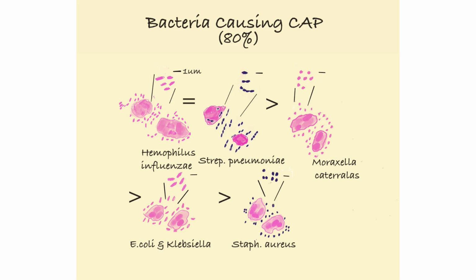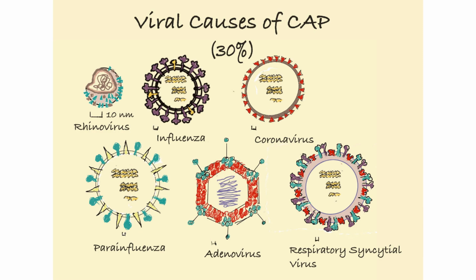When it comes to viral pathogens, they are identified in 30% of CAP. The relatively small, 30 nanometer in diameter RNA virus, rhinovirus, is most common, followed by the larger 80 to 120 nanometer RNA viruses, influenza, and coronavirus. Next in frequency is the larger 120 to 200 nanometer RNA parainfluenza virus. Less commonly, the DNA adenovirus, 80 to 100 nanometers, and the large 150 to 200 nanometer respiratory syncytial virus, an RNA virus, is identified.